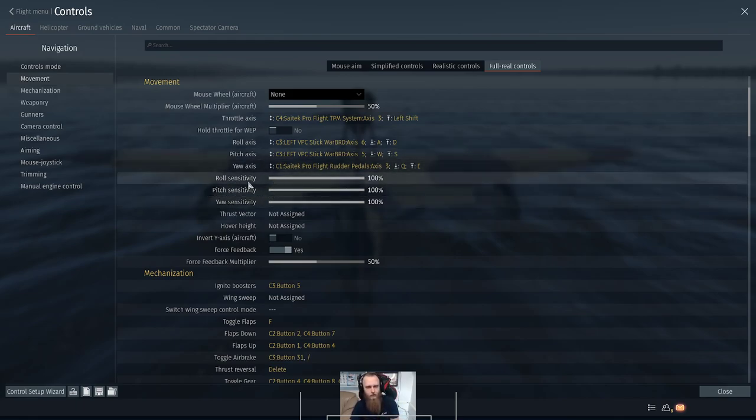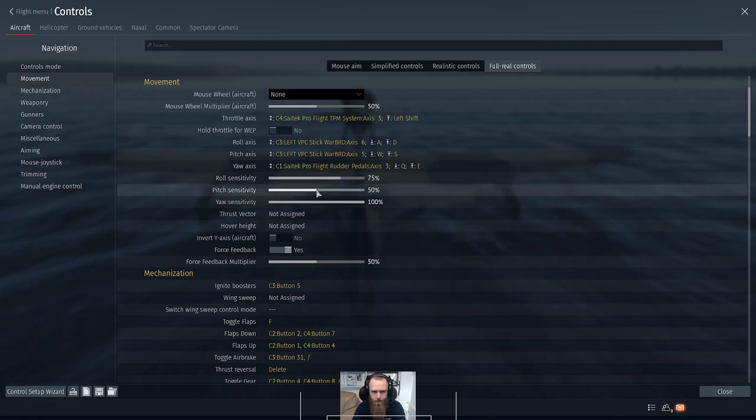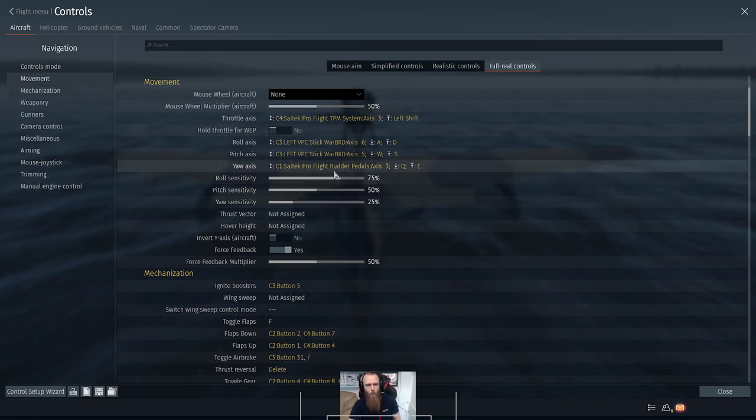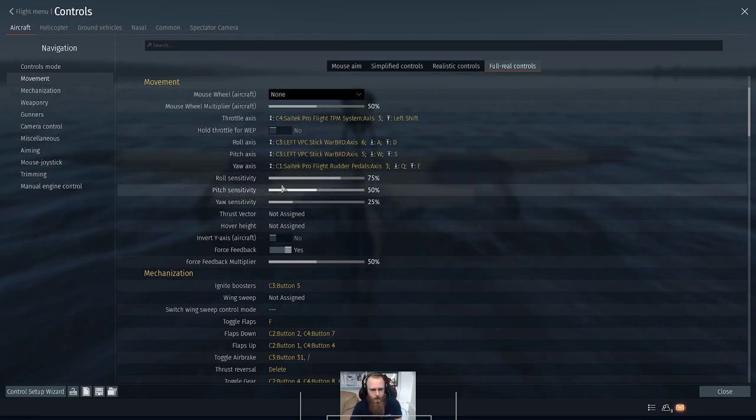This is the number one thing that I get asked about. What sensitivity should I be using? Now, if you're just starting sim, I'm going to make this real simple for you. 75%, 50%, and 25%. Now, these are not numbers that you should be married to. This is just a really good place to start from.